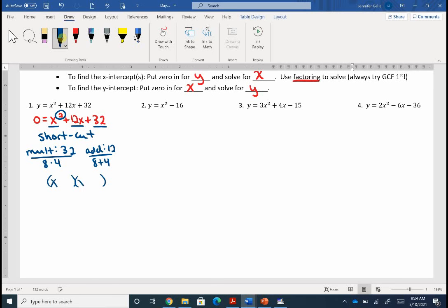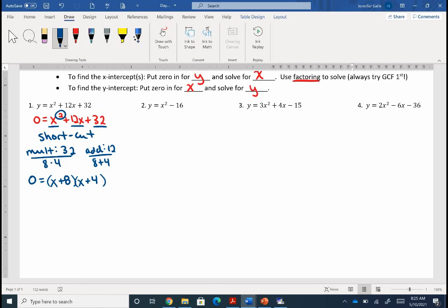We need an x and an x in each set of parentheses to get our x squared. And then we keep the signs of the 2 numbers we found. We have a plus 8 and we have a minus 4. Now you might be thinking, okay, Miss Golly, so we did this in Unit 2, so what are we doing it again here for? Here's the difference. In Unit 2, we didn't have the equals 0. In Unit 2, we just had x squared plus 12x plus 32, and we were asked to factor it. Now we have the equals 0.